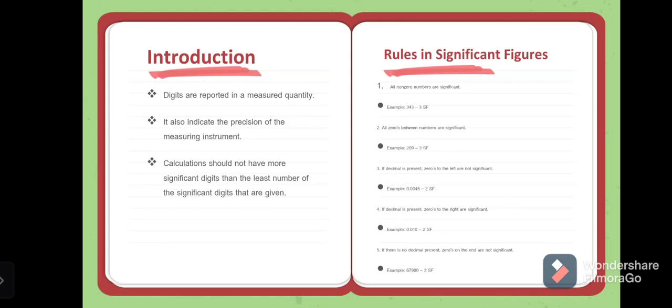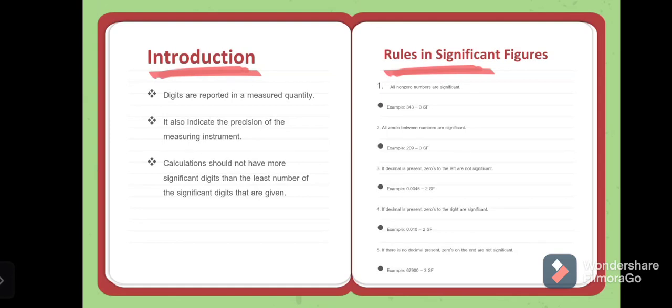Rule number 3. If a decimal is present, zeros to the left are not significant. Example here is 0.0045. It has two significant figures because the leading zeros are not counted. Rule number 4. If a decimal is present, zeros to the right are significant. Example for rule number 4 is 0.010. It also has two significant figures.